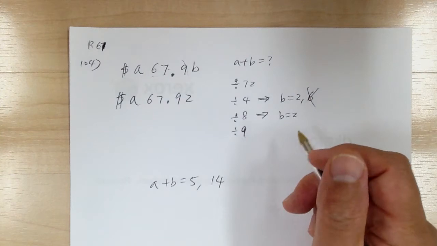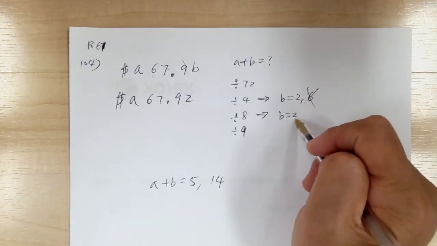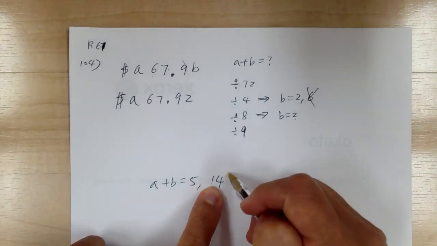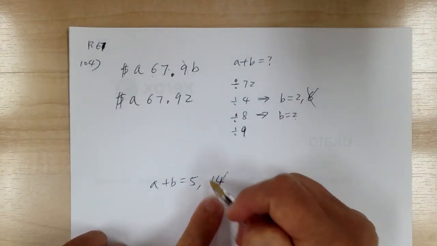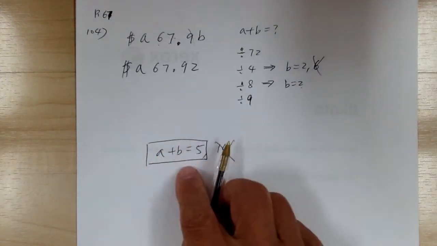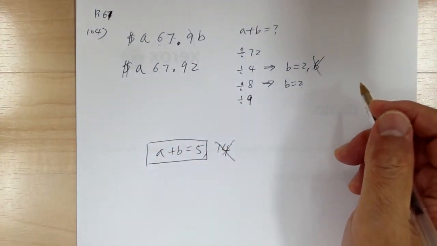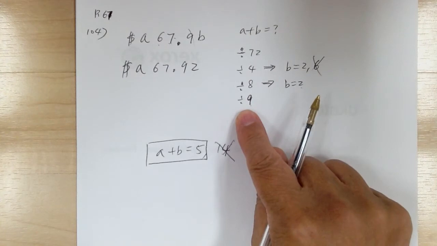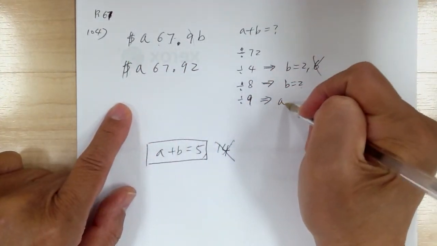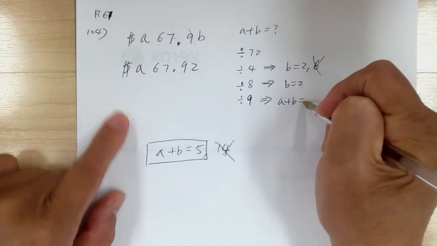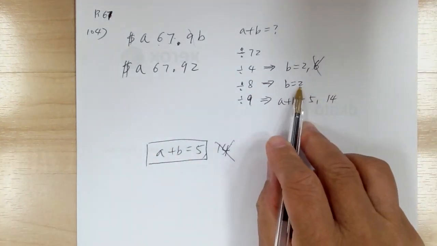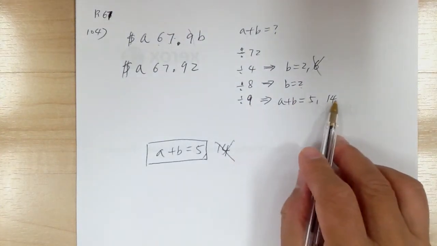But because B has to equal 2, this one cannot be it. This one is no good, right? Because A cannot be 12. So the only option left is A plus B equal to 5. So again, in order to be divisible by 9, the sum of the digits has to work out, so A plus B has to equal 5 or 14. But because B equals 2, this one is good, this one is no good.